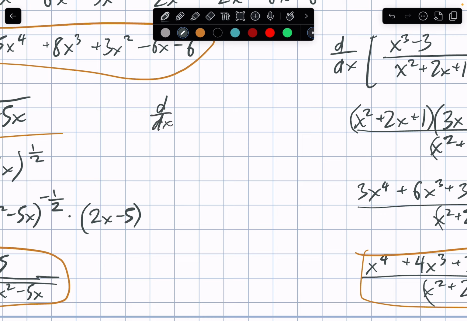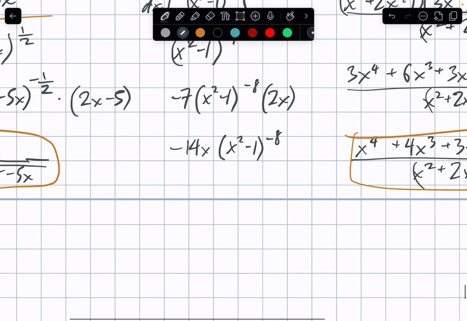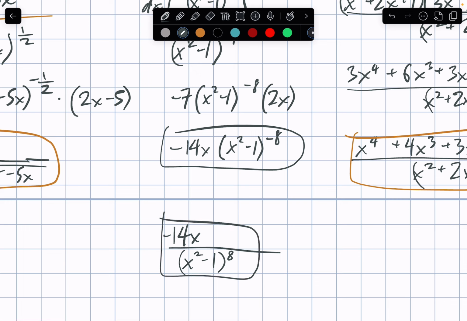How about the derivative of 1 over x squared minus 1 raised to 7? I'm not going to use quotient rule here. Let's solve the smarter way. It usually takes less time. So reciprocate, power rule, and then derivative of what's inside, 2x, negative 14x. So that could be the answer. Another render of the same answer is this. So either way.